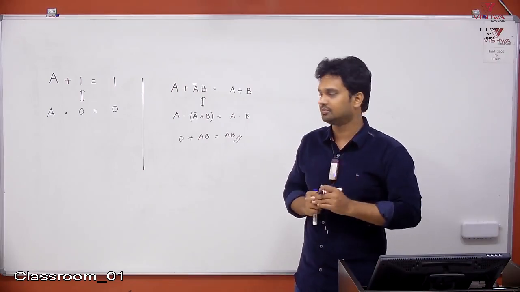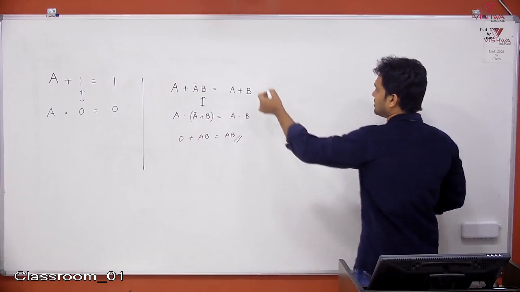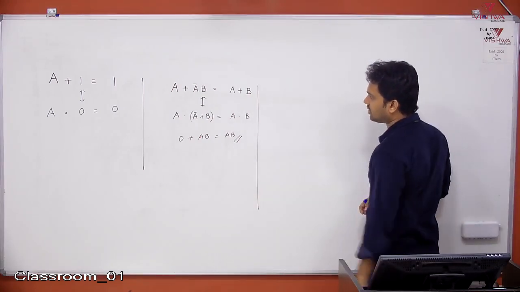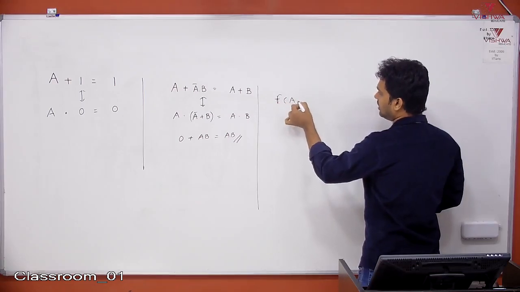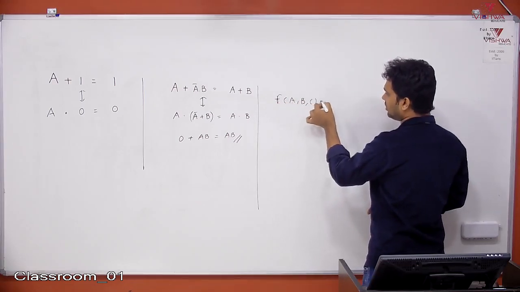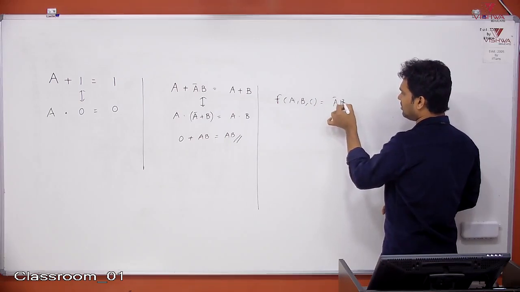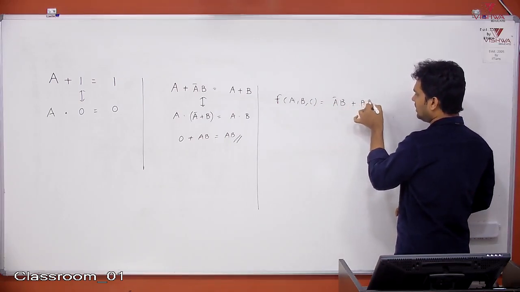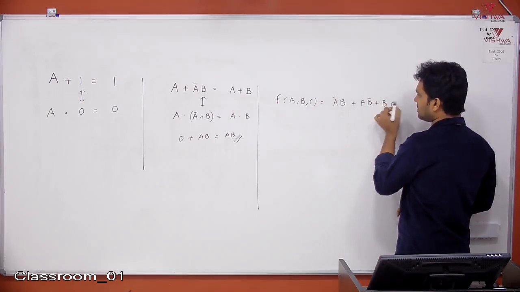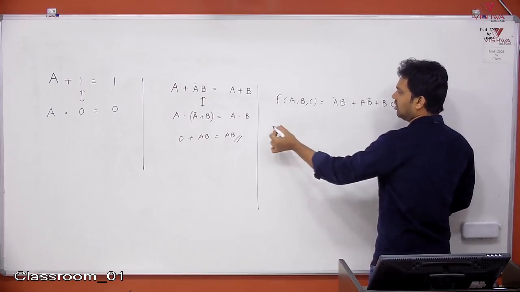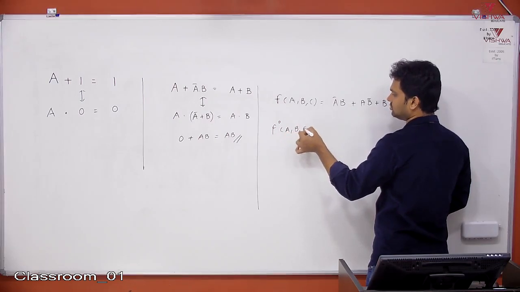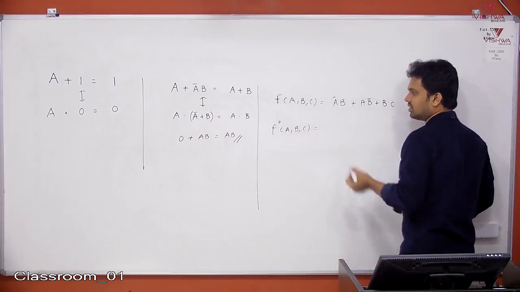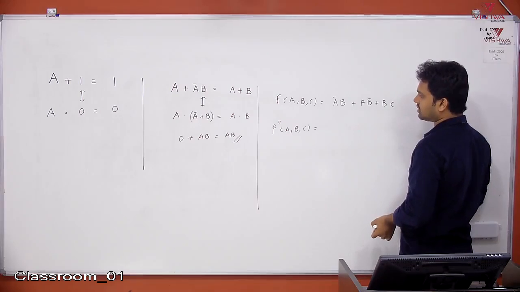Okay, please wait. Don't write, first listen. Then how to find the dual of the function? Say function f of a, b, c equal to, for example, take anything randomly, a bar b plus a b bar plus bc, some randomly taken. What is the dual of this function? Not expression, function I am saying. How to find the dual of the function?